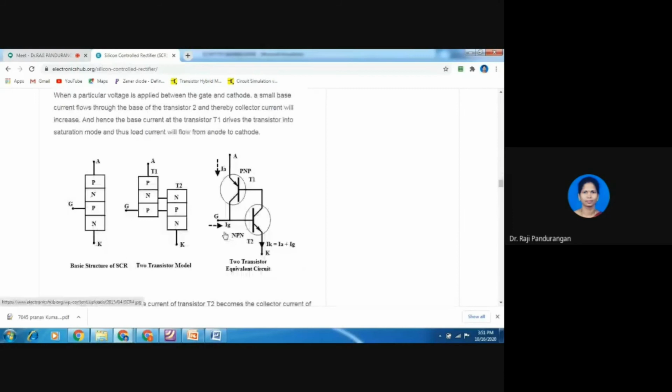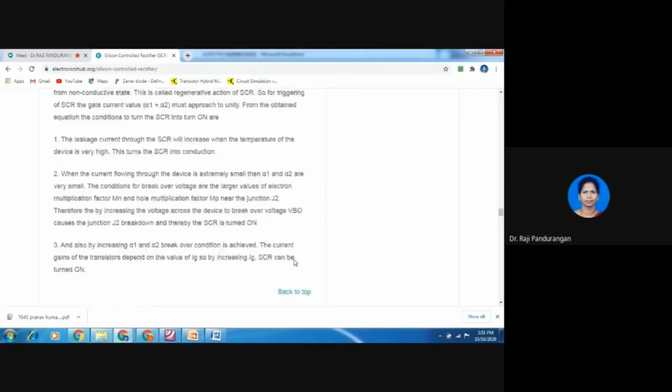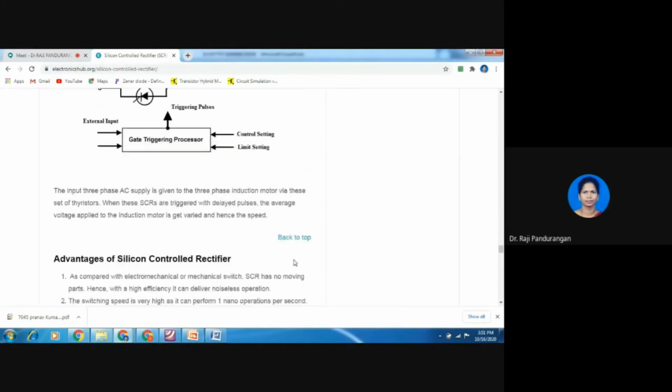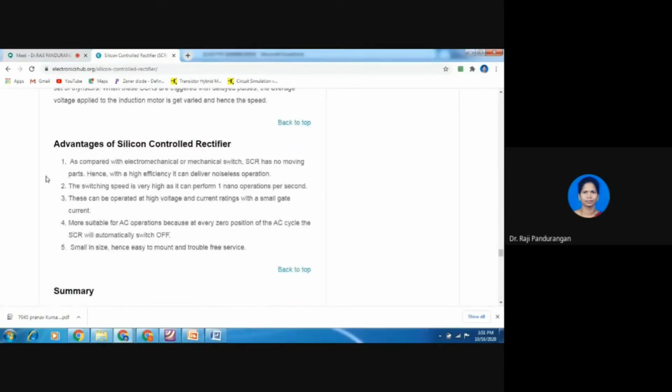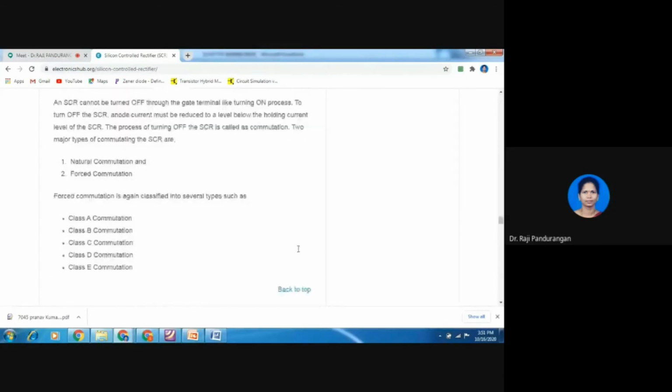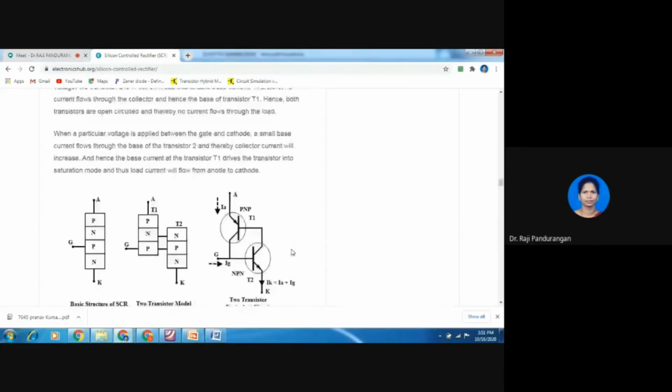And then the construction part. Now let me continue with the construction part. And then you have applications of it. These diagrams are not required. You can mention the advantages and applications. Now let me explain the structure of it.